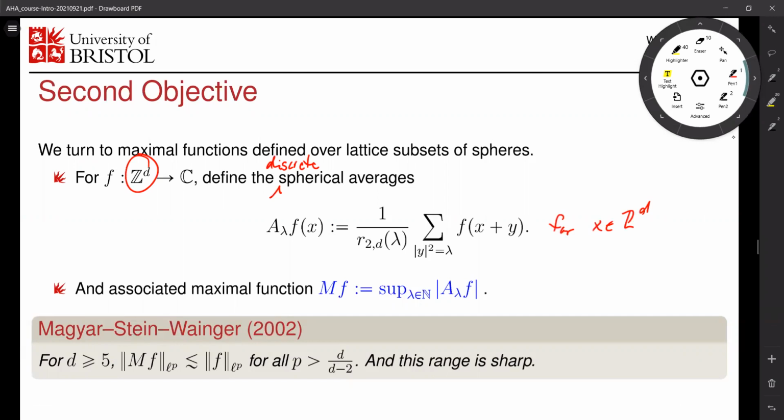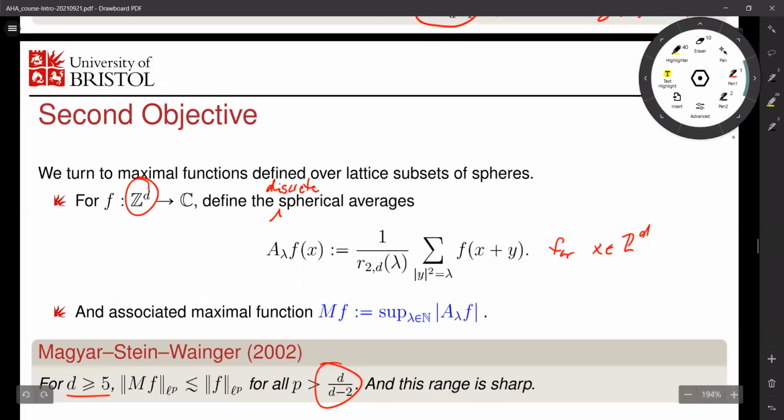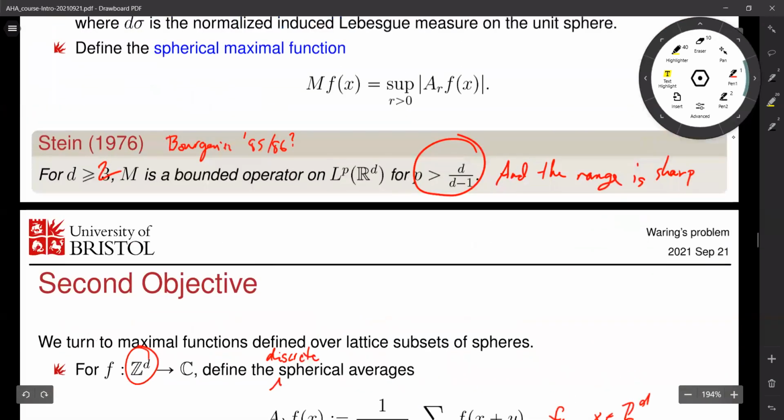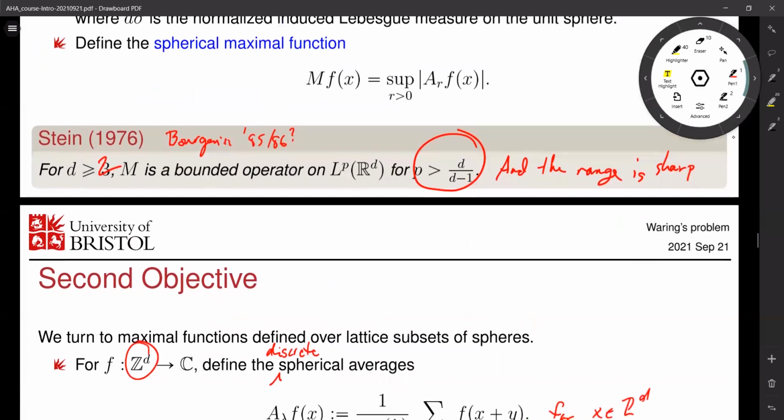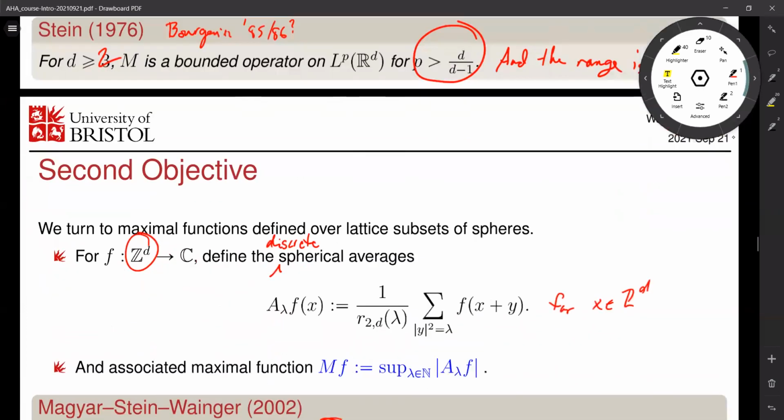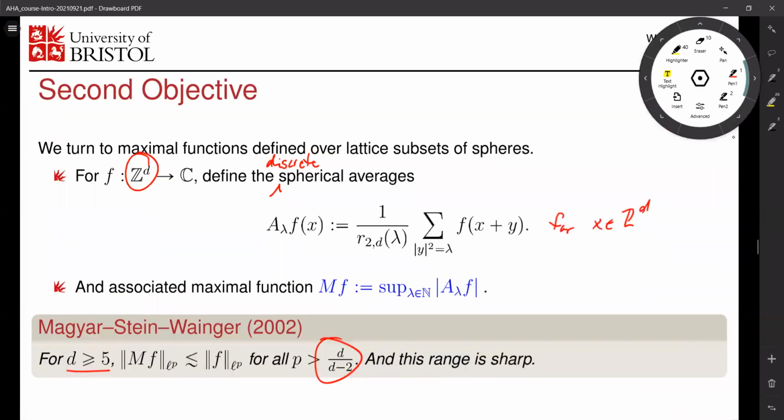And again, you form the maximal function as before. You take the biggest possible average. And it turns out that when you have sufficiently many dimensions, this maximal function is bounded for all P greater than D over D minus 2. That's different from before, which was D over D minus 1. It's a little bit worse bound, but it is sharp. Okay.